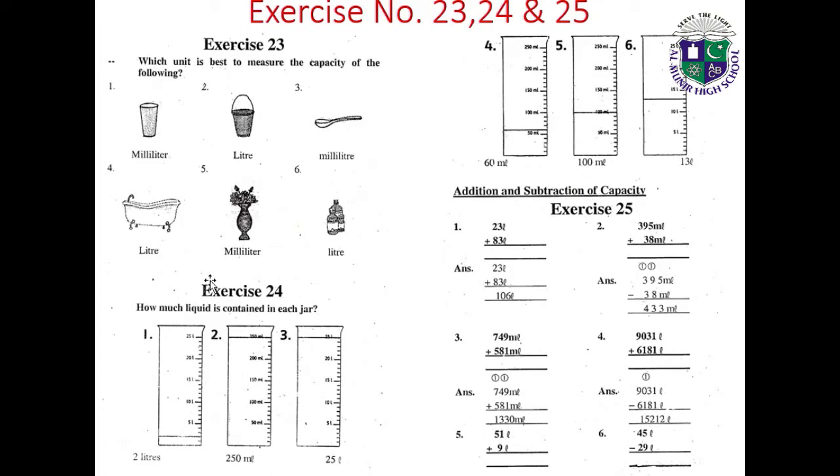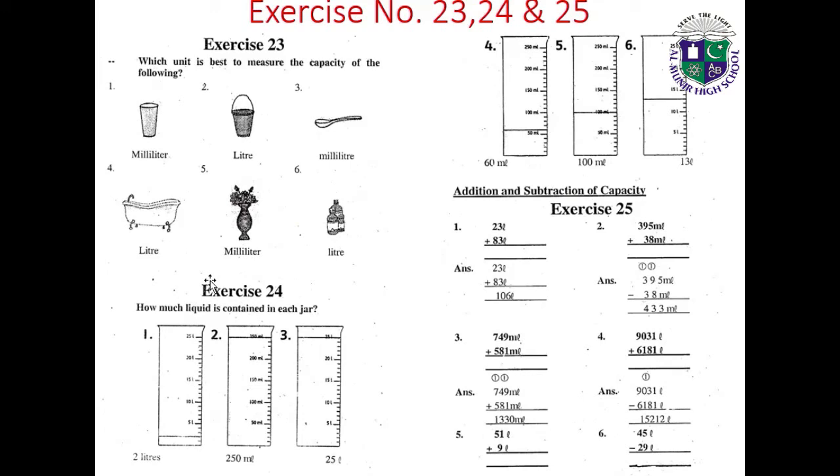Exercise 24. How much liquid is contained in each jar? 2 liters, 250 milliliters, and 25 liters. Question number 4. 60 milliliter, 100 milliliter, and 13 liter. Addition and subtraction of capacity.